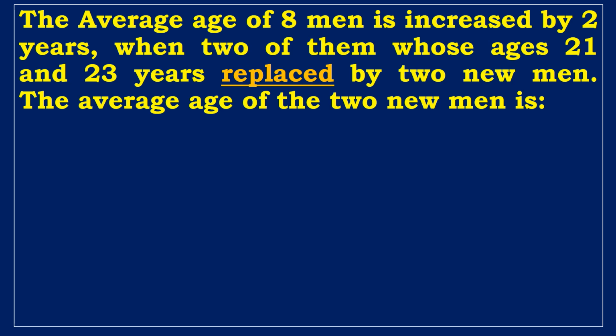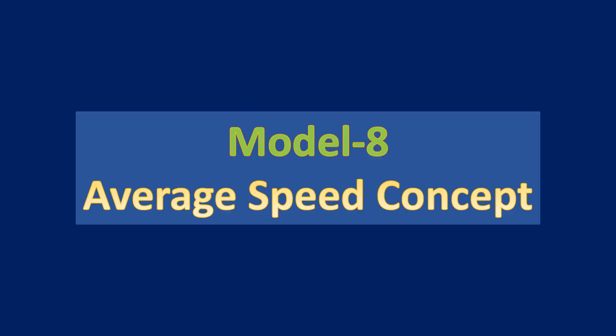Model 7. Replacement concept. The replacement concept in averages refers to the idea that when a player is replaced in a team, the statistics of the team should be recalculated as if the replacement player had been on the team the entire time. This concept is often used in baseball and cricket to better compare the performance of teams or players. Let's look at some examples to understand this concept.